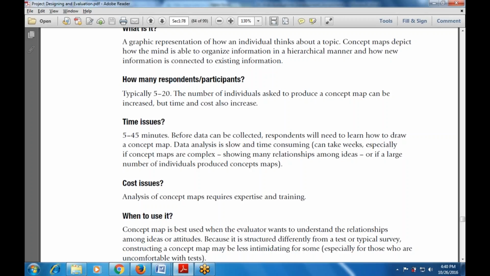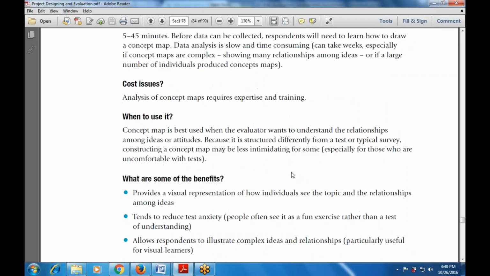And because it is structured differently from a test or typical survey, constructing a concept map may be less intimidating for some, especially for those who are uncomfortable with tests. Whatever the issues, whatever the term used, it is less intimidating for someone than a typical survey or test. How are we going to assess this, or how are we going to use this?